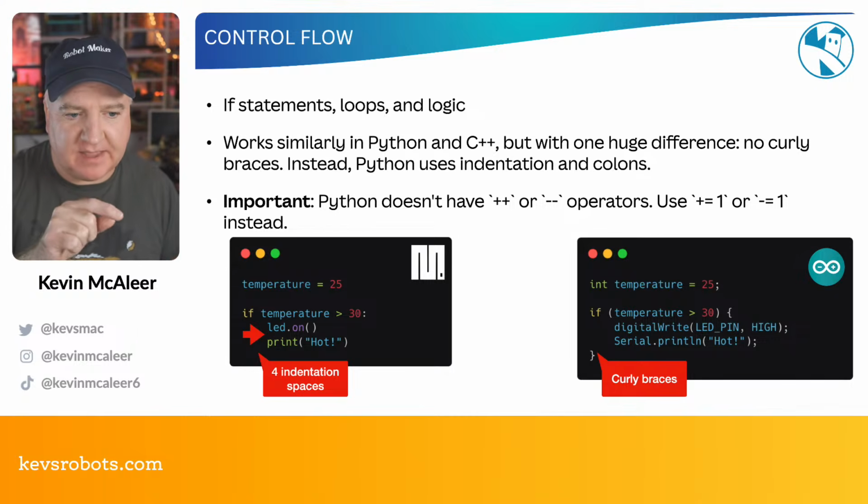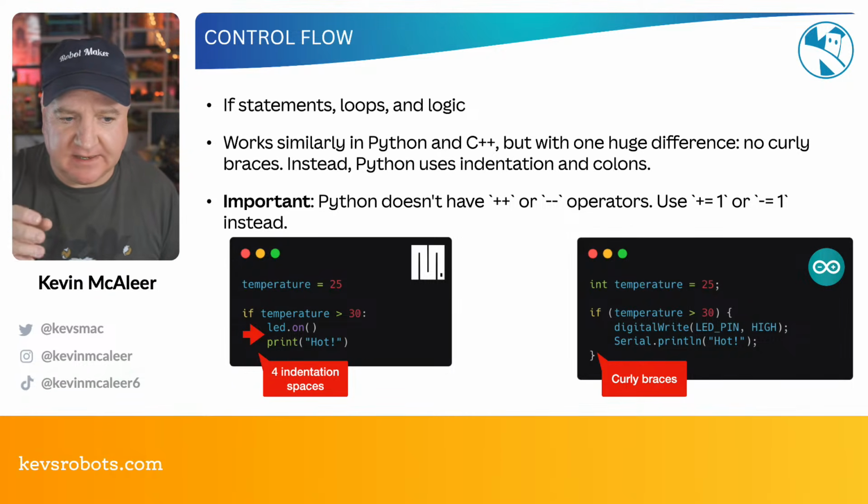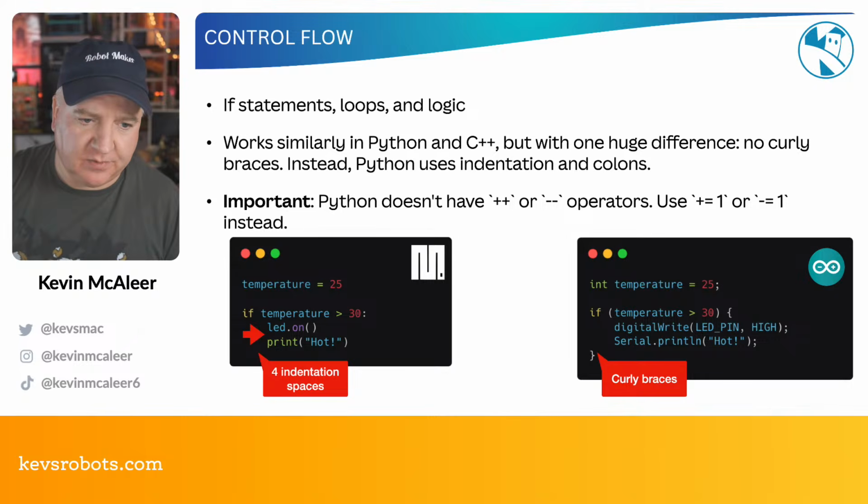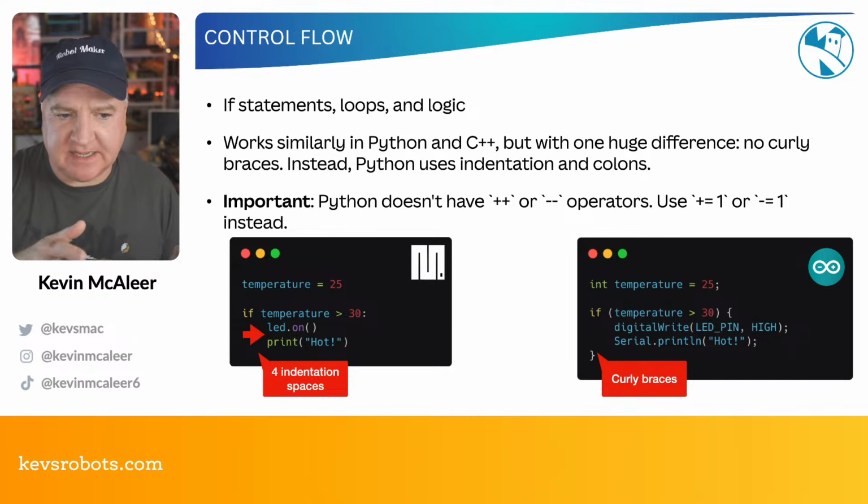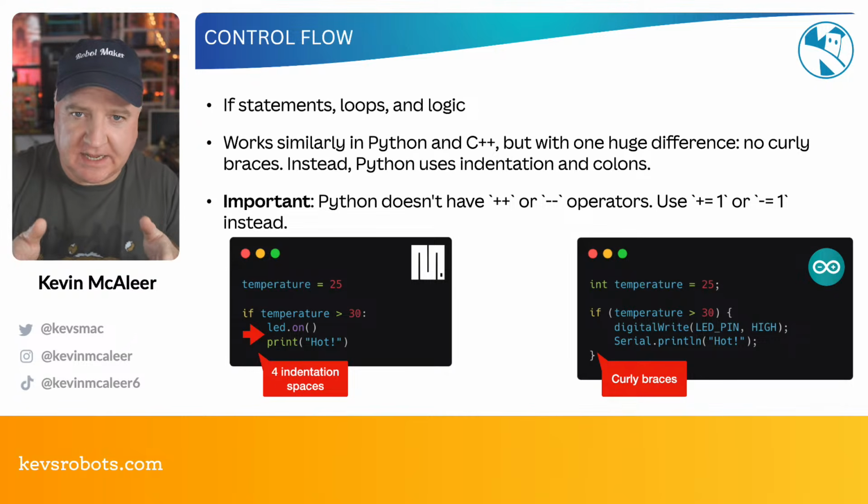So you can see there we've got the if temperature is greater than 30, we then got that colon, and then we have 4 spaces indented, and then LED dot on with the brackets print hot. So there's 4 spaces of indentation. That tells Python that this is a code block, and then when you stop your indentation and go back, that's the end of that code block.